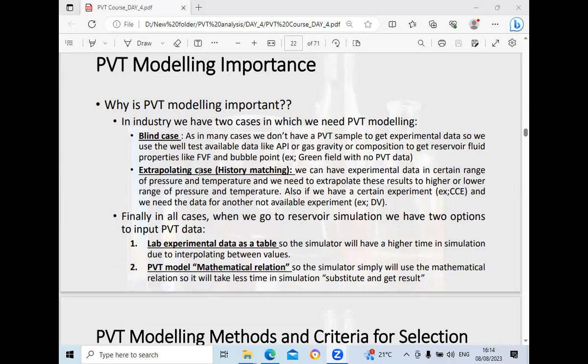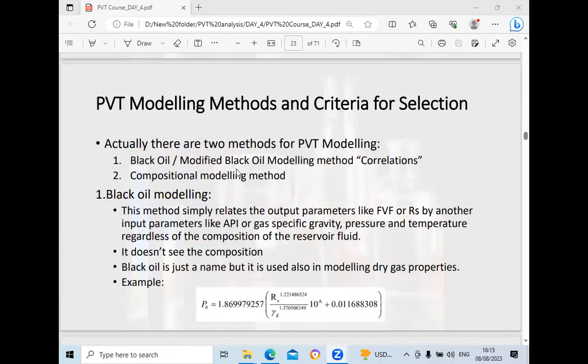And then the next case is extrapolating. That's exactly what I was just explaining: extrapolating beyond regions where you could not measure them in the laboratory. So this is the basic reason why we have to carry out PVT modeling.